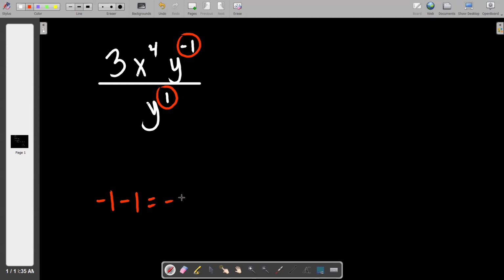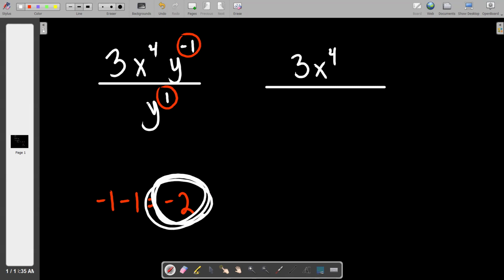So the fact that that equals -2 means that when we put it all together, here's our fraction. We're still going to have 3, and we're still going to have the x to the 4th. But because you said -2, we're putting y to the power of 2 on the bottom. Got it? Did you guys have a question over there?